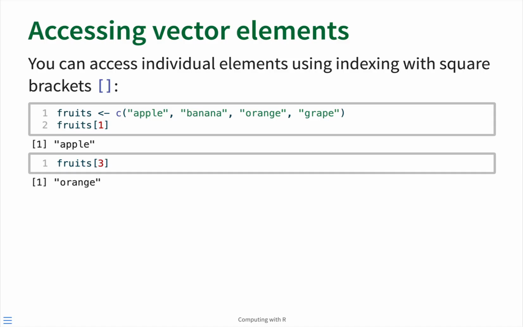So when we want to get a particular item out of a vector, we need to do something called indexing. And the way we do that is we put square brackets like these right after the variable name of the vector, and then we put the number, the position of the item, inside the square brackets. So if you wanted to get the first item from this vector called fruits, you would put a 1 inside the square brackets and you would get the first item. If you wanted to get the third item, which is orange, you would put a 3 inside the square brackets.